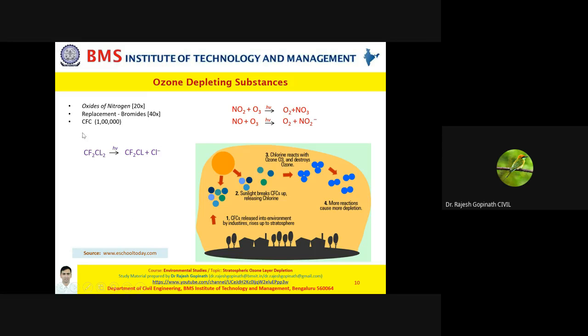Friends, I would request you to look at this first reaction. A CFC molecule, when impacted by ultraviolet radiation, breaks up into a free radical of chlorine in order to become stable. So what next? This one free radical of chlorine goes and destroys one ozone molecule, producing oxygen and one more free radical, as you can see on the screen.